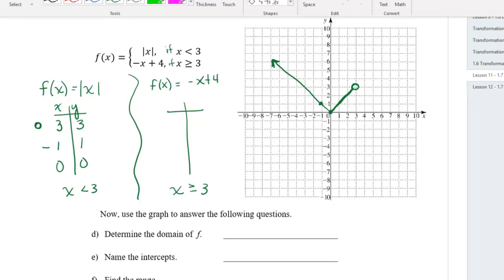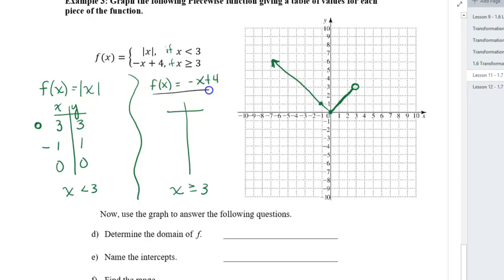Looking at the second function, we're going to graph f of x is equal to negative x plus 4. I have to put 3 in my table of values because that's a boundary number. But in this case, since there is an equals to, I'll put a closed dot. The other two numbers that I'll pick have to be greater than 3. So I'm going to pick 4 and 5.